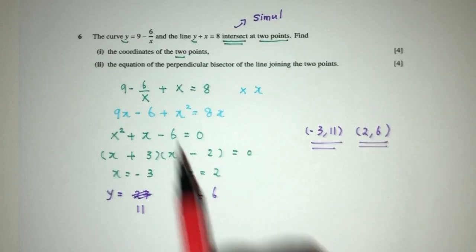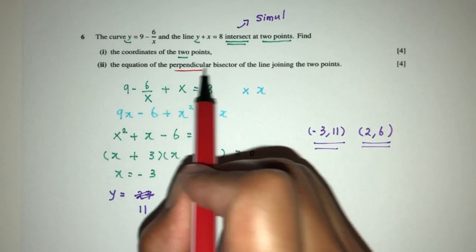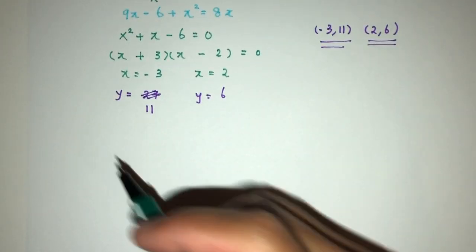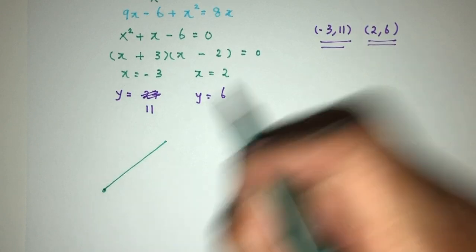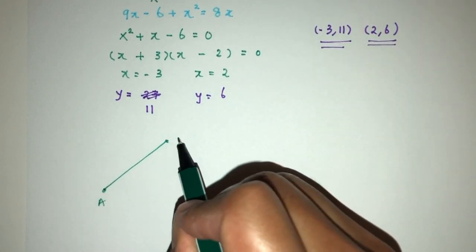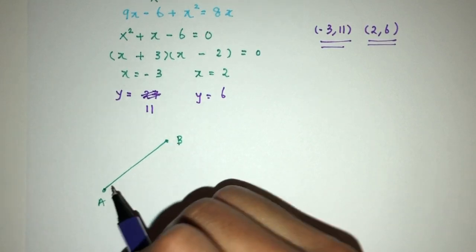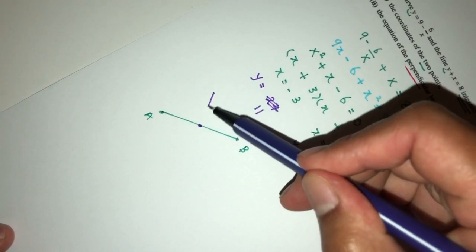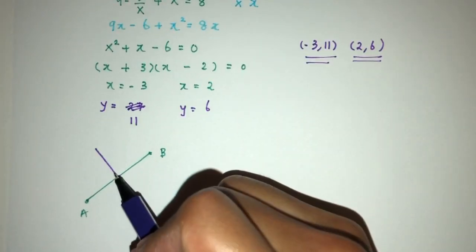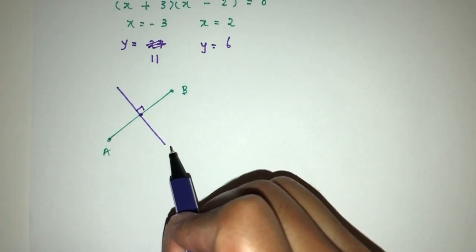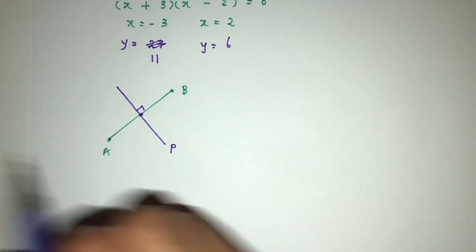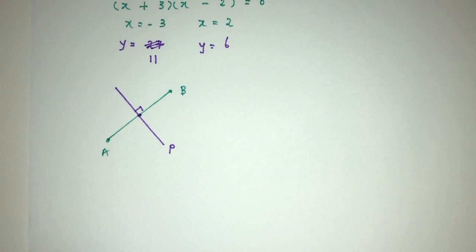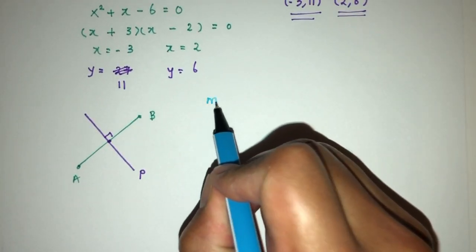Now for part 2, we have to find the equation of the perpendicular bisector of the line joining the 2 points. So pretty easy. If you think about this, we have these 2 points here. Let's call them A and B. Now we're trying to find the perpendicular bisector, which is the one that passes through the midpoint at 90 degrees, right? So how would you find the equation of this perpendicular bisector? To find the equation of a straight line, we must first know the gradient of a straight line. So first we have to find the gradient of AB.